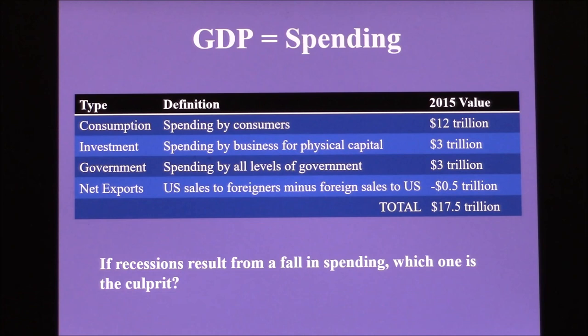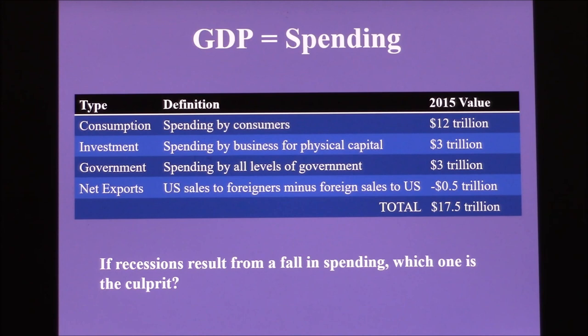All right, so in doing this explanation for lay people, I think it's kind of nice to go through some actual numbers here and give some sense of what the magnitudes are. These are the rounded off values for GDP in 2015. We've got $12 trillion consumption, $3 trillion for investment and for government spending, and the net exports were a negative $0.5 trillion because we had a deficit.